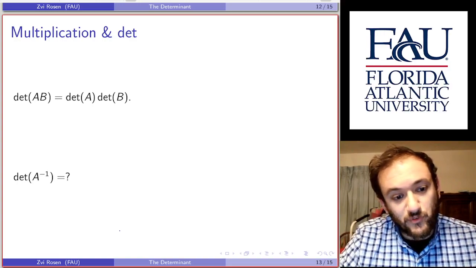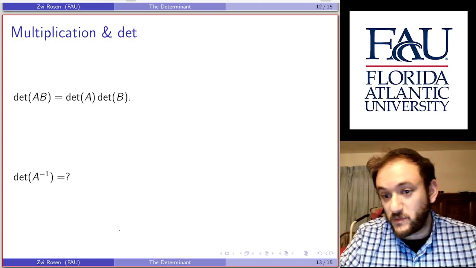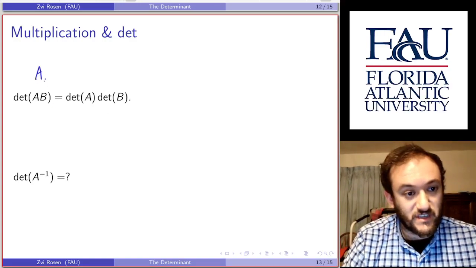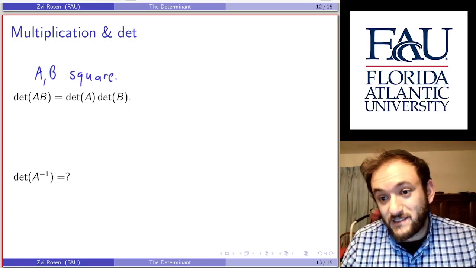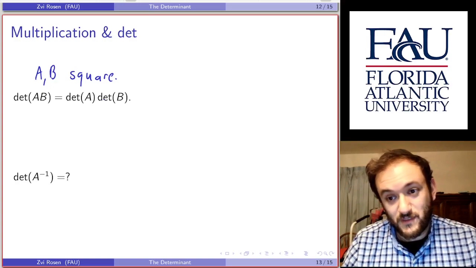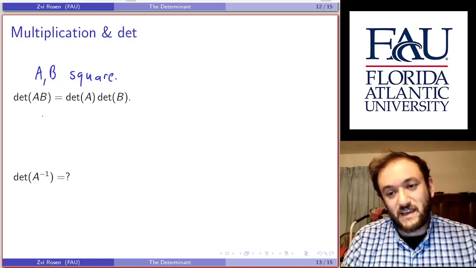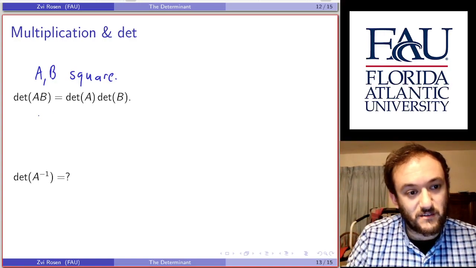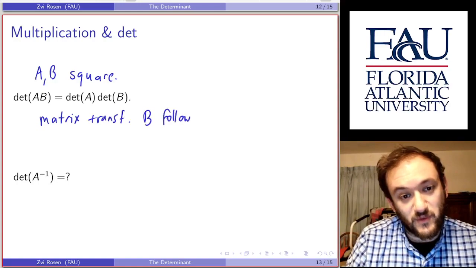Okay, before we finish up, here are some fun properties of the determinant, how it interacts with multiplication. So if you have a multiplication of two square matrices, let's just say A and B square, then the determinant of the product is the product of the determinants. And this makes sense if you think about matrix multiplication as doing one matrix transformation after another. So this is matrix transformation B followed by transformation A.